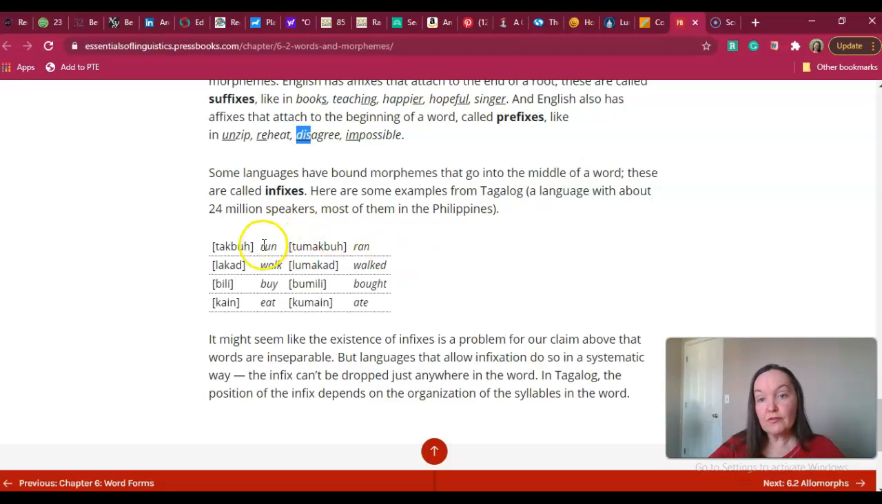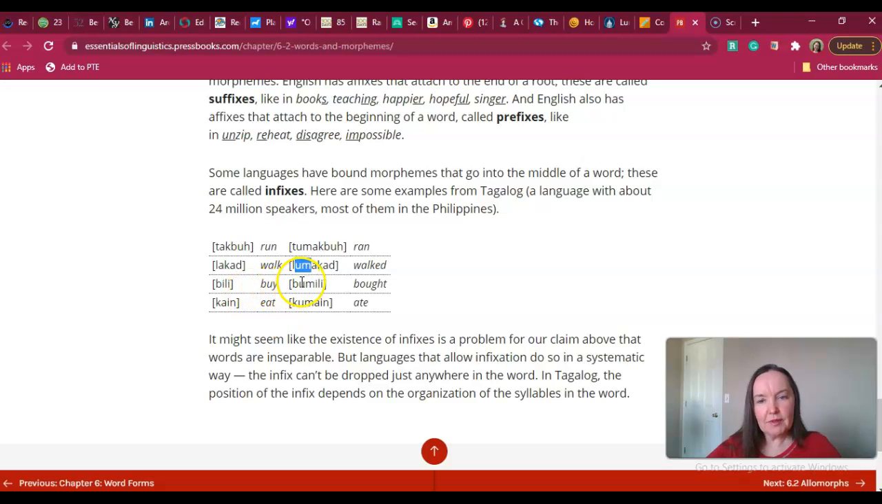So the word for run, for example, I guess you would pronounce it as takba, but if you want to make it past, you have to add this little bound morpheme into the middle of it. So it would become tamakba, and that changes it from run to ran. Lakad, walk, becomes lamakad. You're adding the same bound morpheme, just like we would in English with ed. It just goes in a different place in the word instead of at the end.